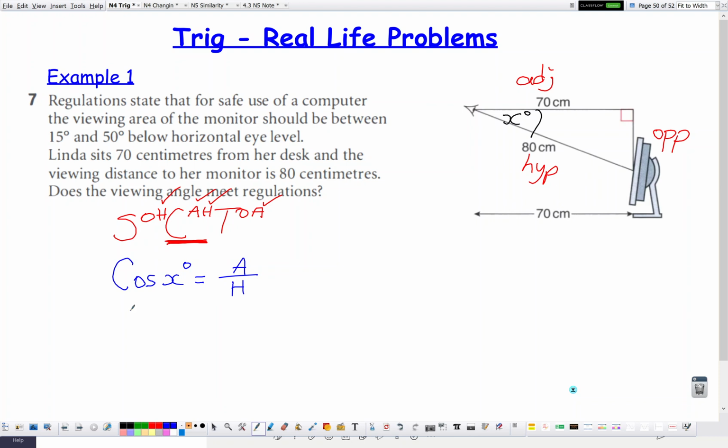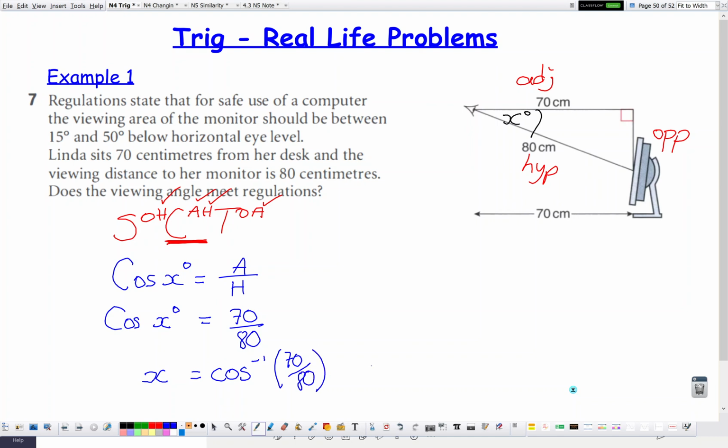Okay, so the cosine of the angle X is equal to the adjacent side, which is 70, make sure you get them the right way around, over the hypotenuse, which is 80. Now, because we're trying to find the angle here, we need to use the inverse function. So to find angle X, it is the inverse of cosine of that fraction, 70 over 80.